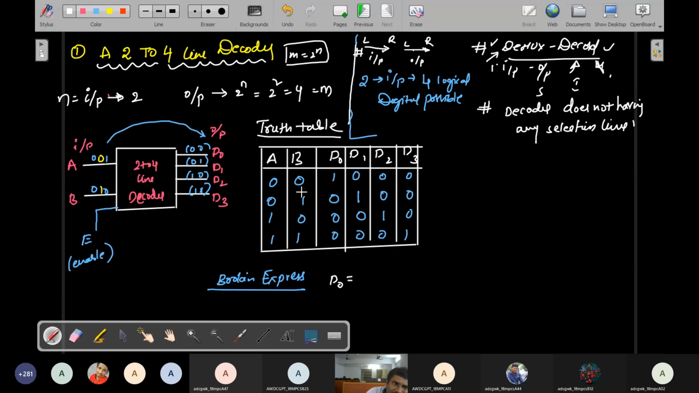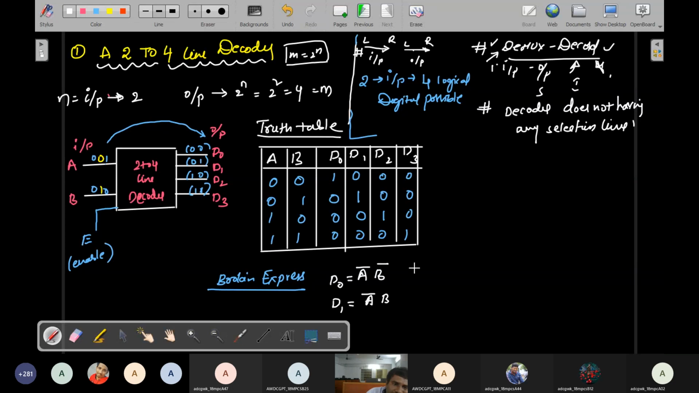So you will write the Boolean expression for the D0 terminal. D0 is equal to A bar B bar, because it is a complementary state. Okay, next D1. In which condition is D1 high? A bar and B. A bar means 0 and B is 1. So in the 0 1 case D1 is activated. So the D1 output is nothing but A bar B.